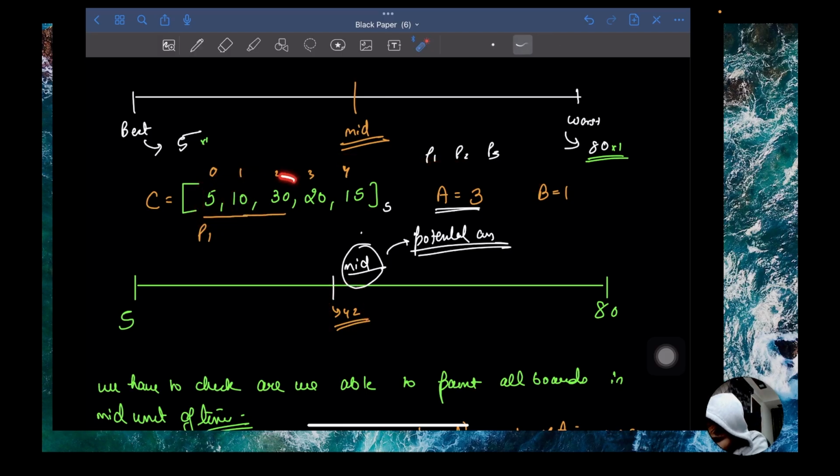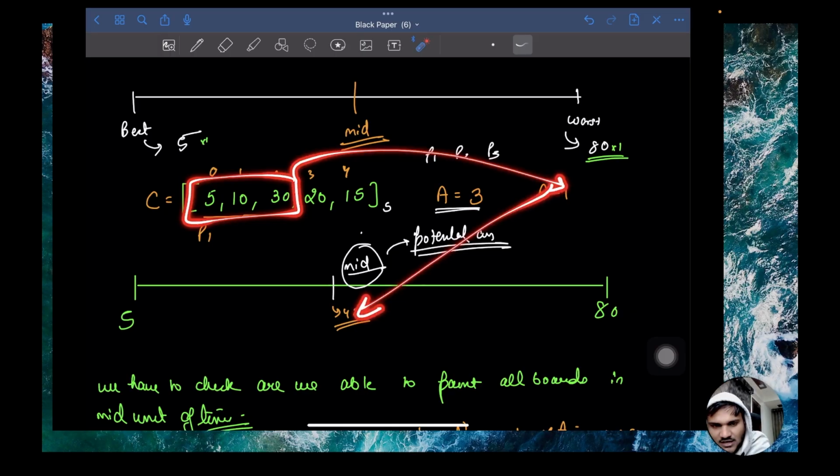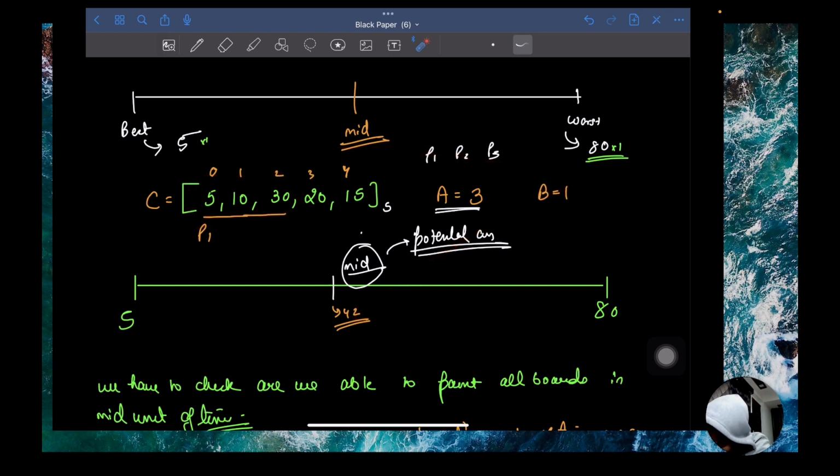Let's move forward. 30 plus 15 is 45. 45 into 1 is 45. Is 45 less than or equal to 42? No. That means painter 1 cannot be allocated all three boards. All three starting boards cannot be allocated to painter 1. So the best painter 1 was able to do was only the first two boards. Painter 1 cannot be given anything more than two boards.